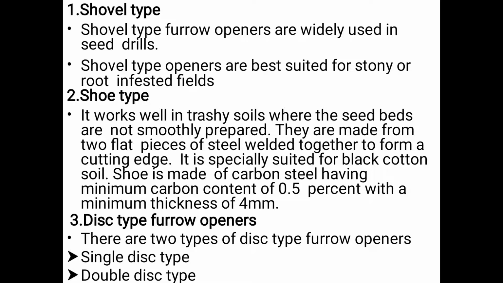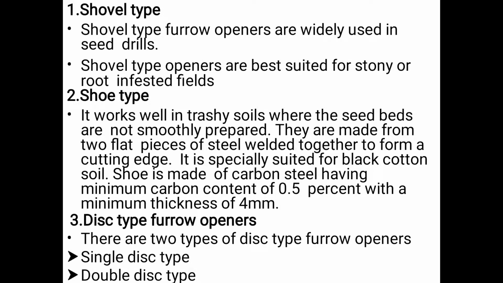Shovel type furrow openers are widely used in seed drills. Shovel type openers are best suited for stony and root infested soils. Shoe type works well in trashy soil where the seed beds are not smoothly prepared. They are made from two flat pieces of steel welded together to form cutting edges. It is specially suited for black cotton soil. Shoe is made of carbon steel having a minimum carbon content of 0.5% with a minimum thickness of 4 mm.